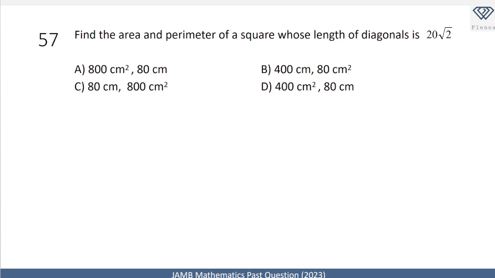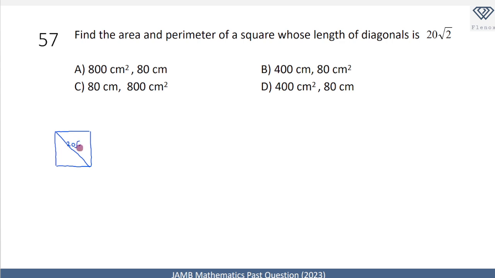So we're told to find the area and perimeter of a square whose length of diagonals is 20 root 2. So as I always say, if possible, it's always good to draw your question to give a conceptual framework on how to address it. So in this case in particular, we're told we have a square. Now this is a square, and we know that the length and the breadth are equal, but we'll only be given the length of the diagonal in this case, and we're told that the length of the diagonal is 20 root 2.